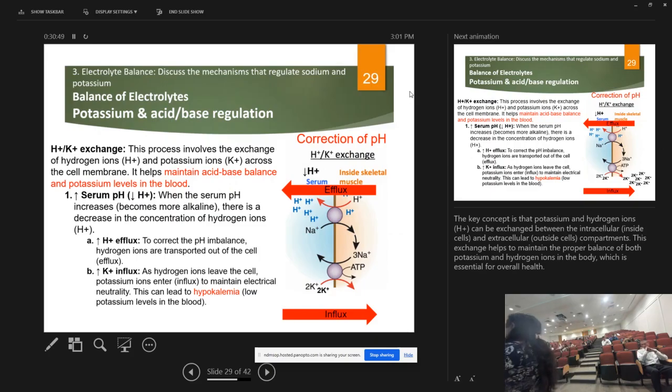So I know this slide is dense, but this is more for you to understand. What I'll talk about are these two pumps. There are efflux pumps and influx pumps on the cell. The efflux pump is associated with the proton, the hydrogen ion. Hydrogen is always moving in this direction, from inside of the cell towards your serum.